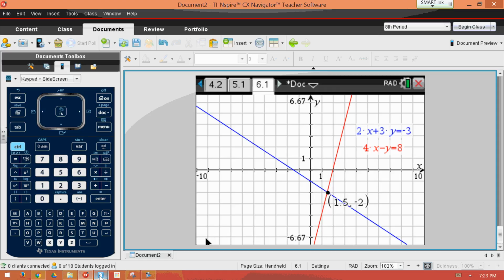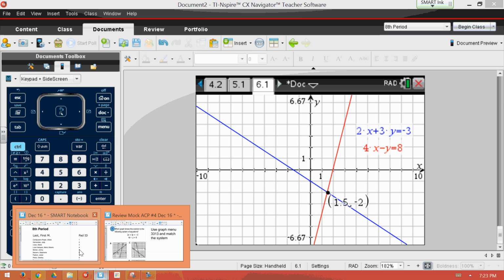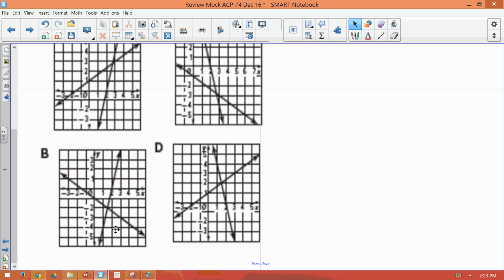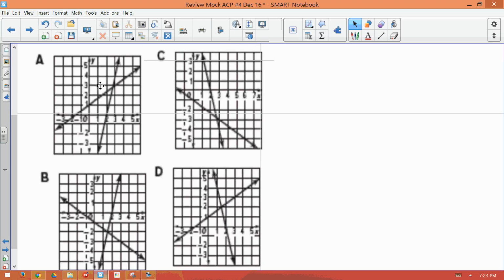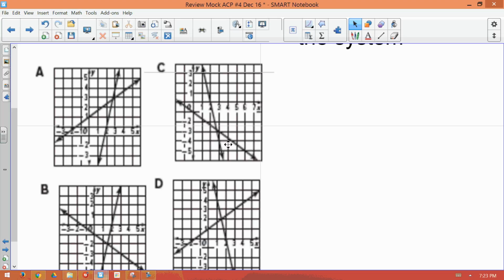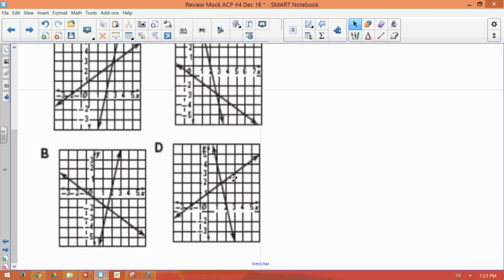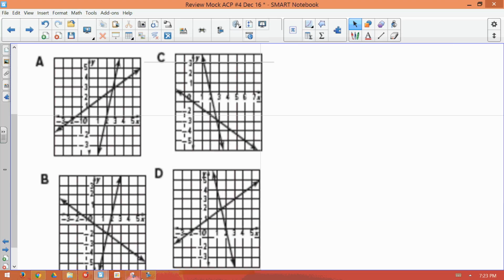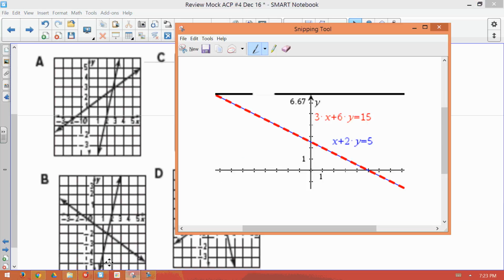But if I go back to the problem and I look at either one of these, it looks like the one that looks like B is the best choice because it's right at -2. Notice that the rest of these intersections are not at -2. Well, y is equal to -2, so B is the choice there. And just so you can see, it looks like that.